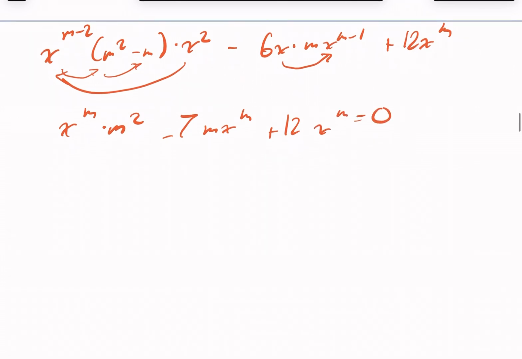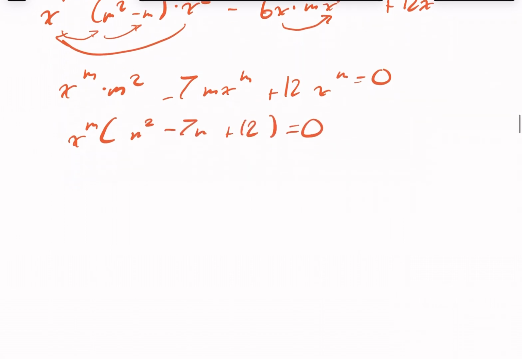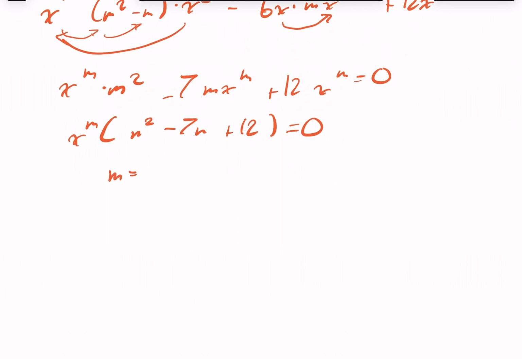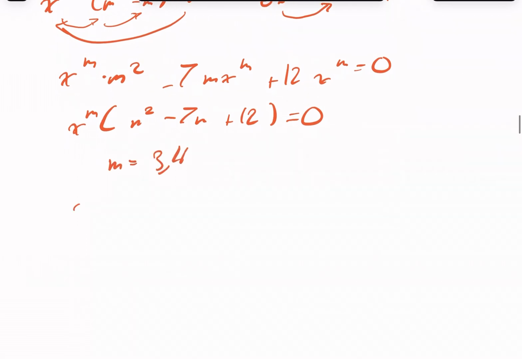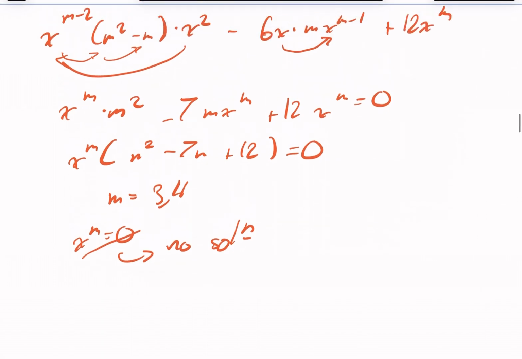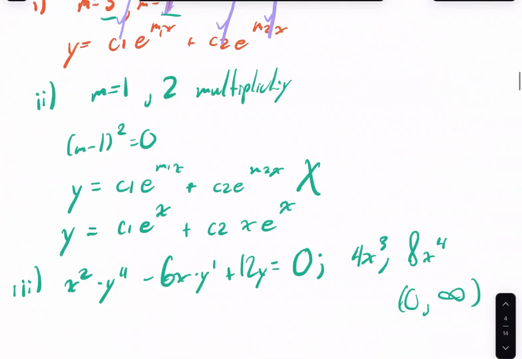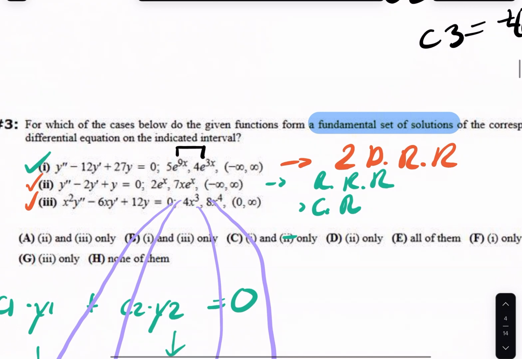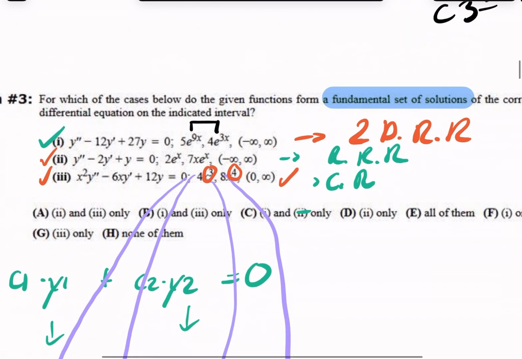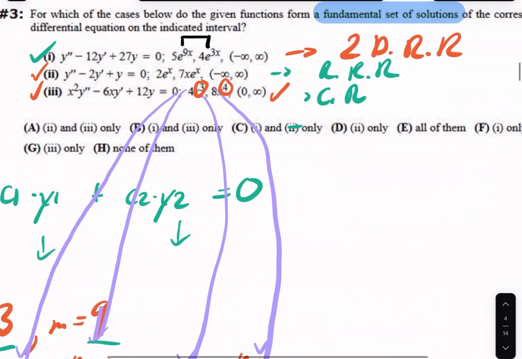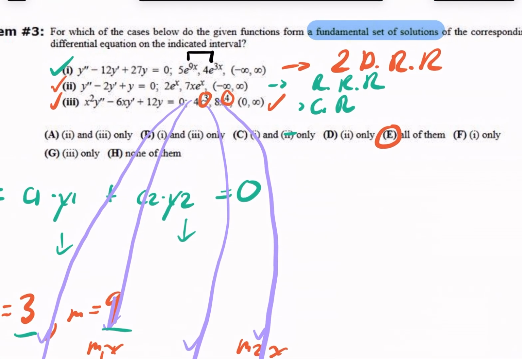Okay, cool. So then I factor out x to the m. I get m squared minus 7m plus 12 equals 0. I factor this, and I'm going to get m equals 3 and 4, and x to the m equals 0. No solution, because you can't ln 0. So I have m equals 3 and 4. I look back at my question, I see that the exponents are that, and so we're good. So this is also forms of fundamental solutions. And so the answer is E, all of them.